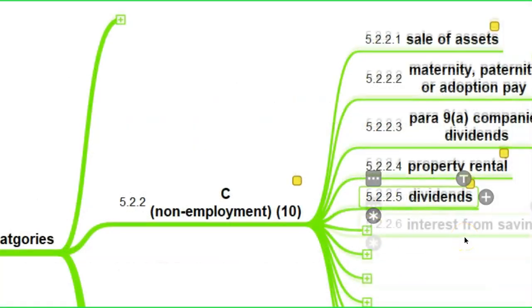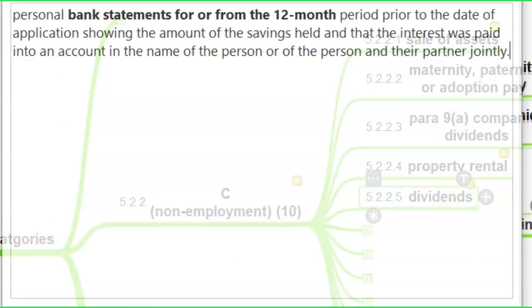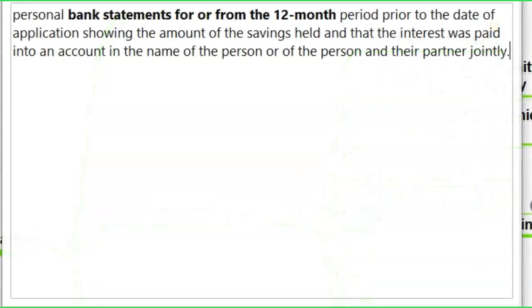Now, moving on to interest from savings. This is very simple and straightforward. To evidence interest from savings, you'll need to provide your personal bank statements from the 12 month period before the date of the application. And these statements will need to show the amount of savings you have in your bank account and also the interest which was paid into your account. And once again, this can be your account, your partner's account, or it can be a joint account.